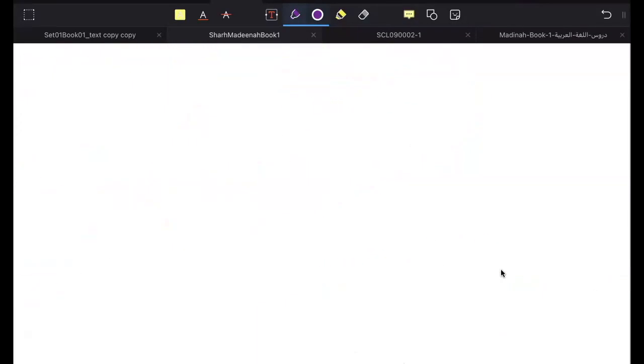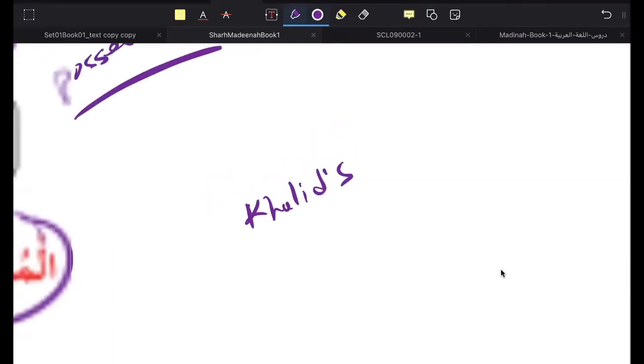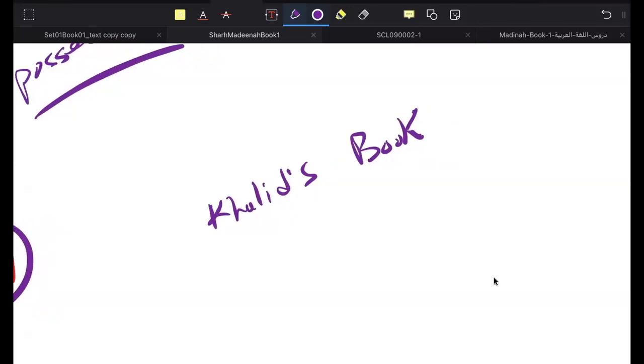So let's look at English words. If we say Khalid's book, which one is added? What do you think? Which one do you think has been added, and which one is added to? We added the book, right? And where did we add it? We added it to Khalid. So we made this book added to Khalid, that means it belongs to Khalid.